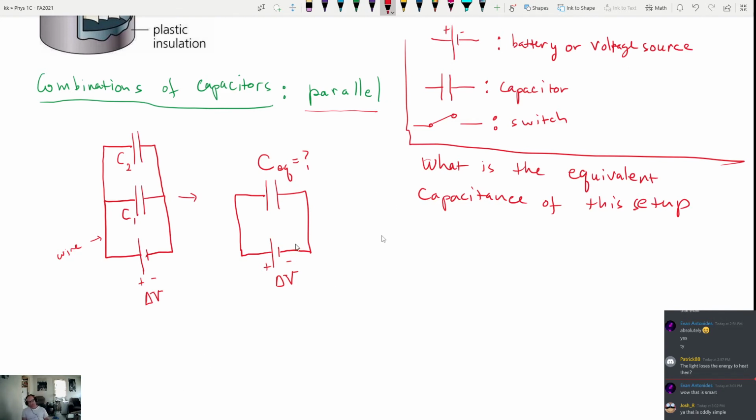We don't call it total because it's not just about adding up the capacitances, although maybe it is, all the time. It's not always about that. So, all right. This is how we do this.